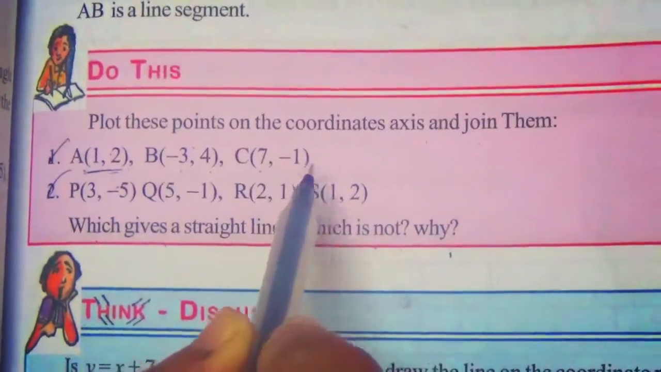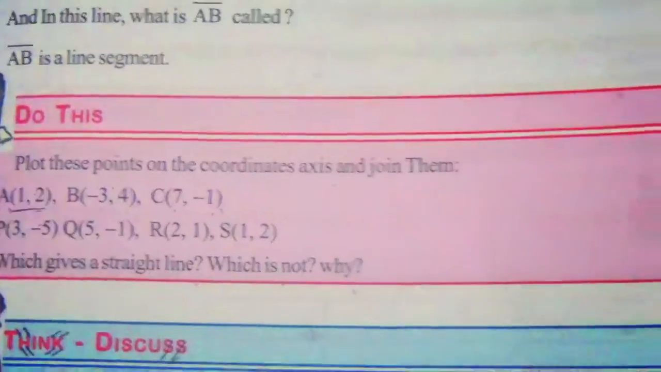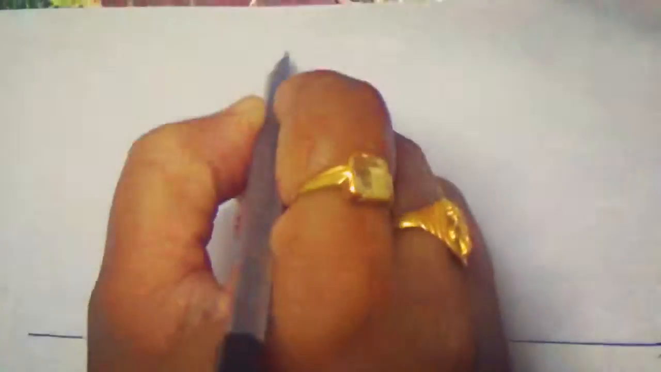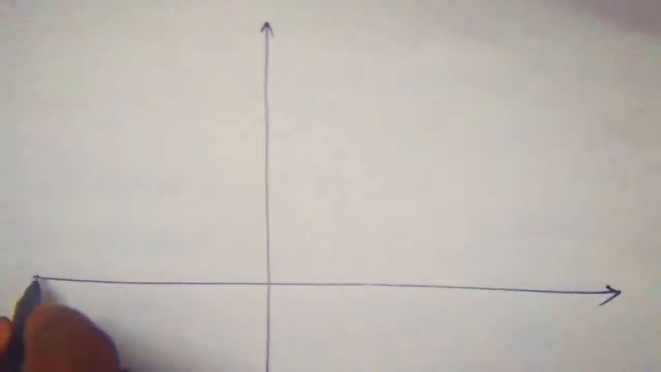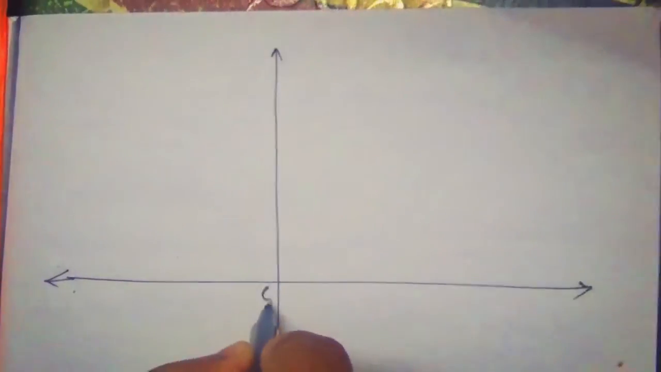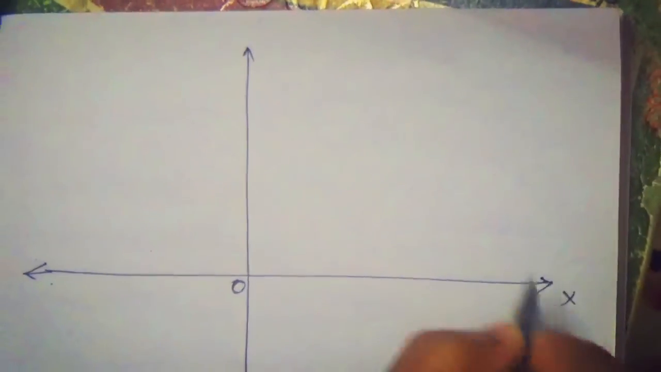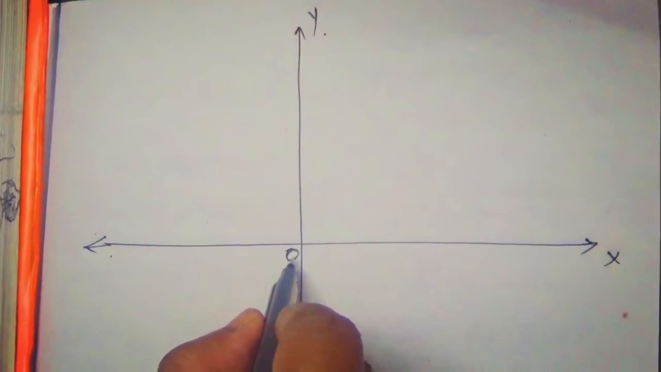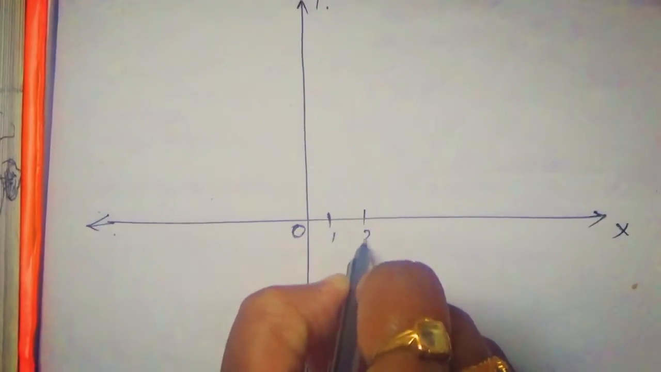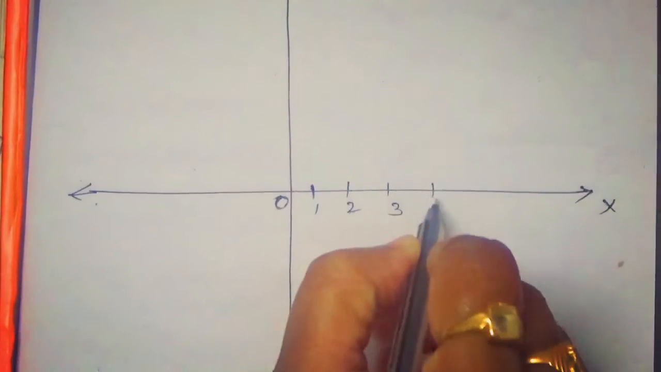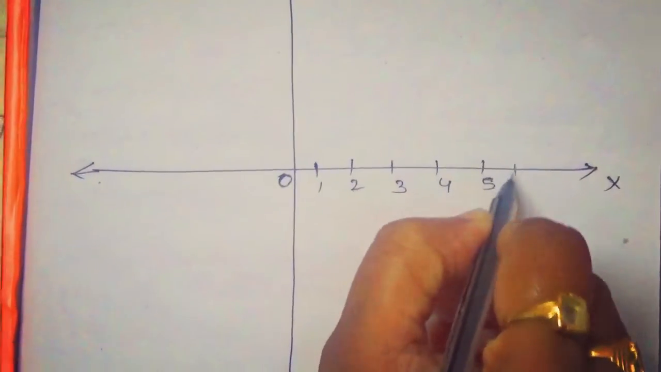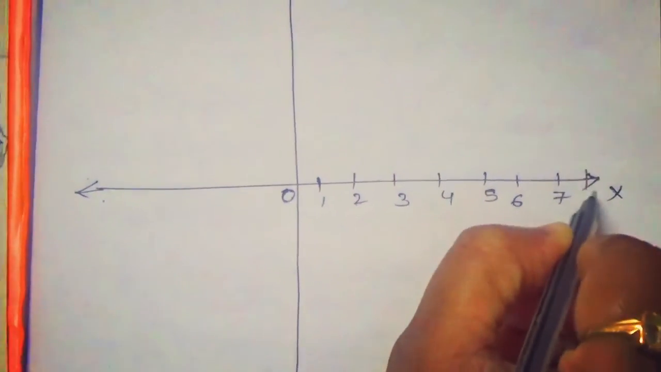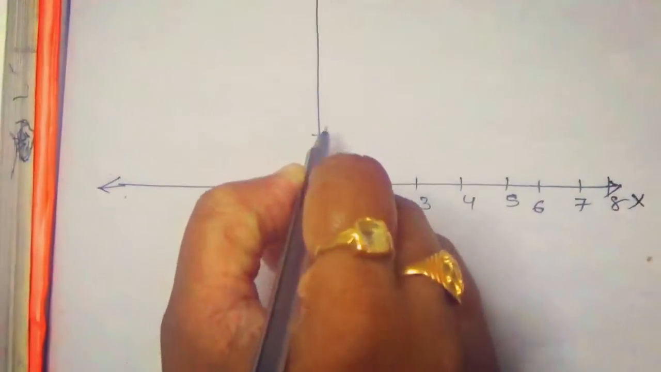We just plot these points in a graph. Look here at the x-axis and y-axis. You just check these points in the graph. I am doing it right here. So this is the origin, where the x-axis and the y-axis intersect each other, and 1, 2, 3, 4, 5, 6, 7, 8 upwards.